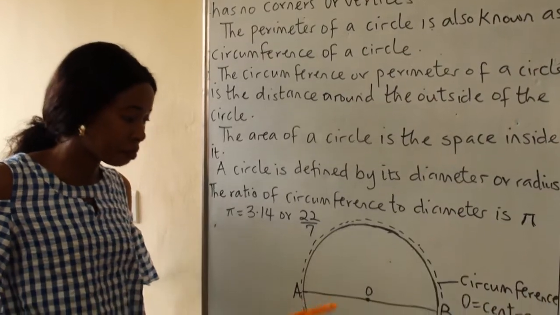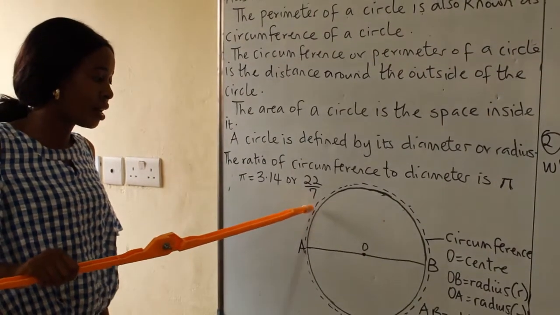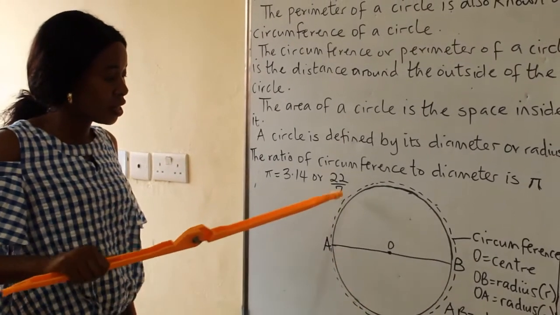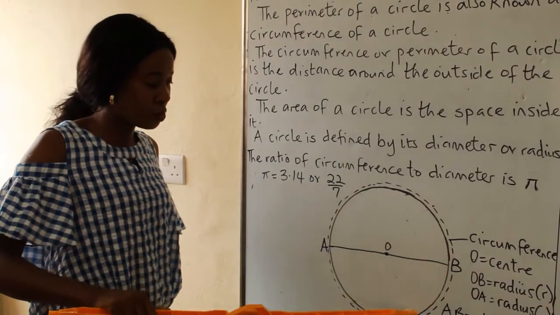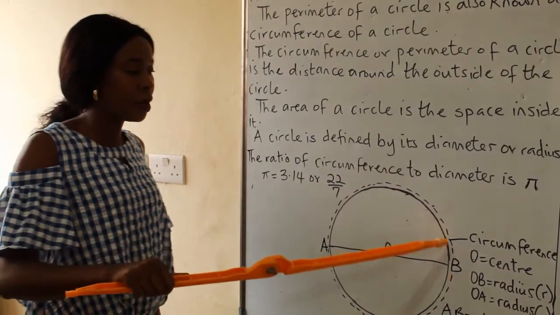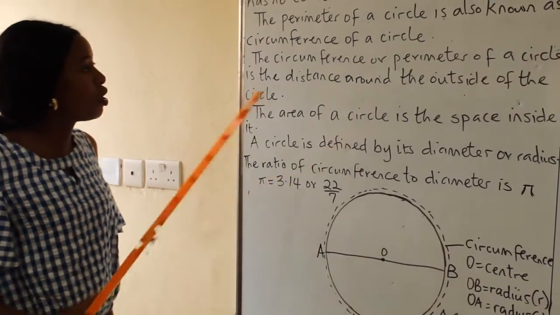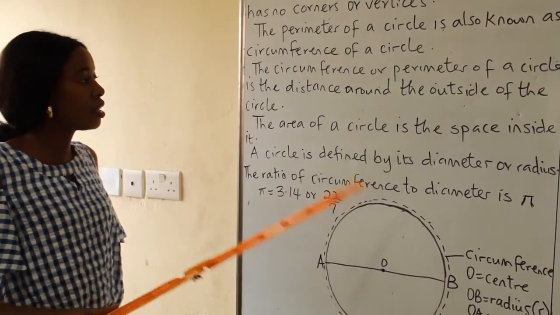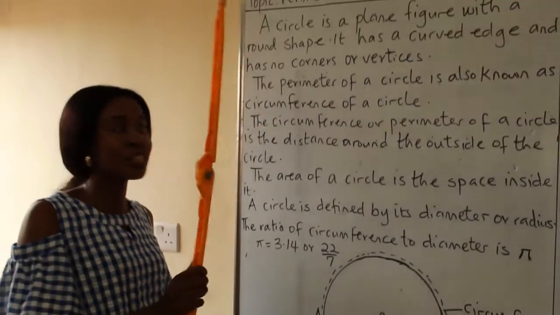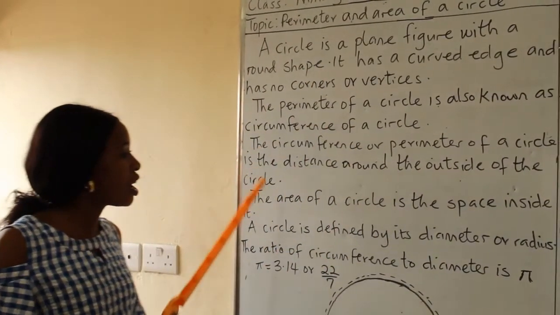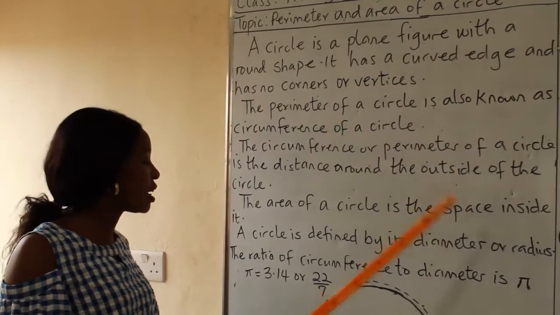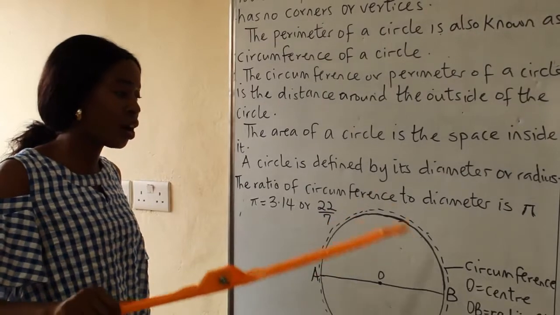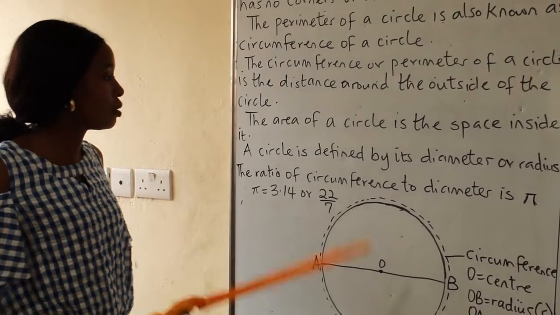This is my circle here. The distance around the outside of the circle, which I use this dotted line to represent, is the circumference or the perimeter of the circle. Remember that we're also looking at the area of a circle. The area of a circle is the space inside it. So the space inside this circle is the area of this circle.